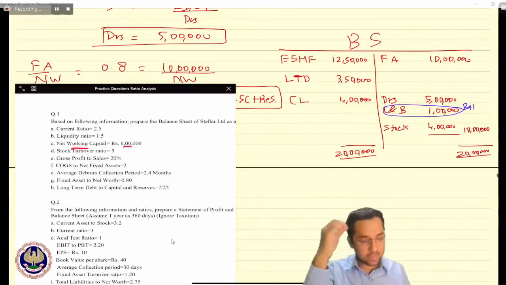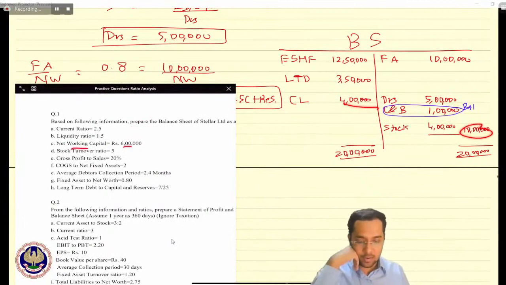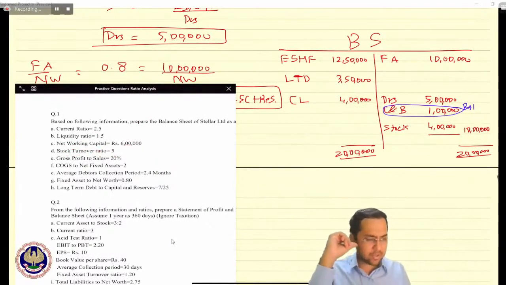Net working capital of 6 lakh. Yes, sir, 10 lakh minus 4 lakh. Stock turnover ratio is 5. That really helped us to get the value of stock. GP to sales, okay. COGS to sales, that I cannot verify. Average collection period of 2.4 months, that I cannot verify.